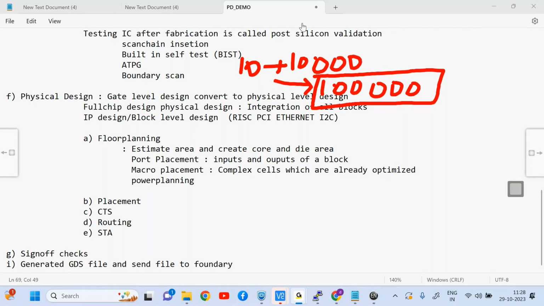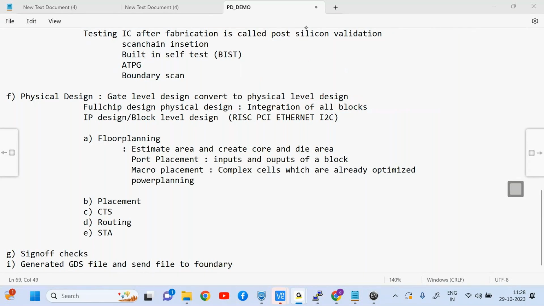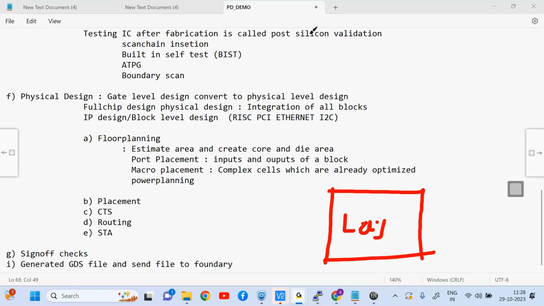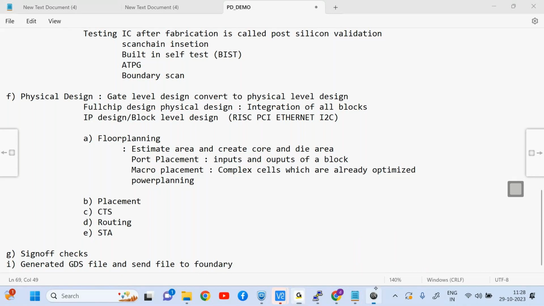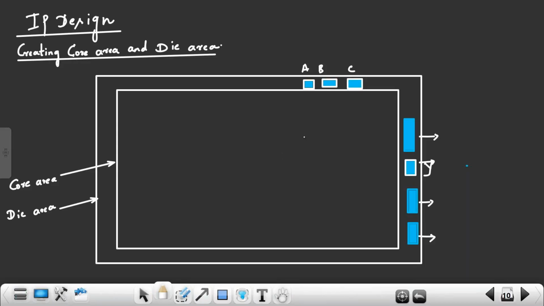Instead of that, I will directly purchase the layout of these memories, the layout of the memory blocks, from an IP vendor. Even whatever block level design I am doing, I can also sell it as an IP to some other person. He can use my block.